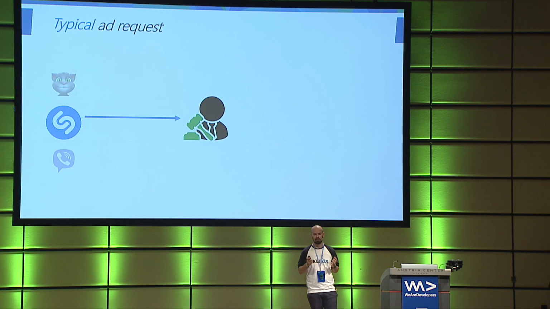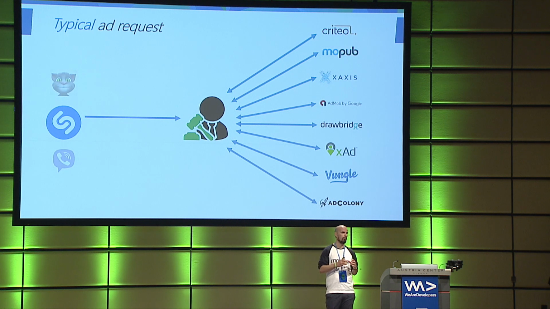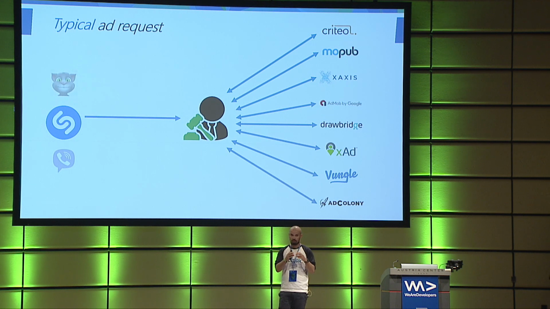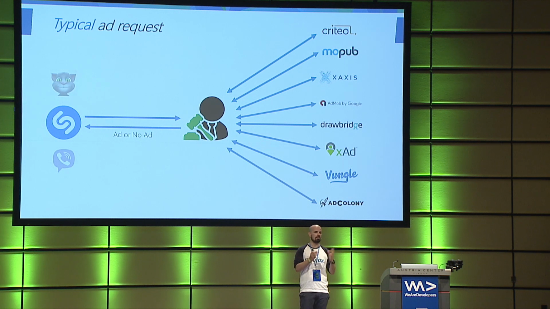So what we do is we send this request, this data, out to advertisers, to a bunch of them. And we ask those advertisers, are you interested in bidding on that? So do you want to show your ad in that app? And they can decide, yes, I want to, and send back an ad, or they can say, no, I don't want to do it, I'm not interested. And we collect their responses, and we pass back the winner or no winner to the app itself.